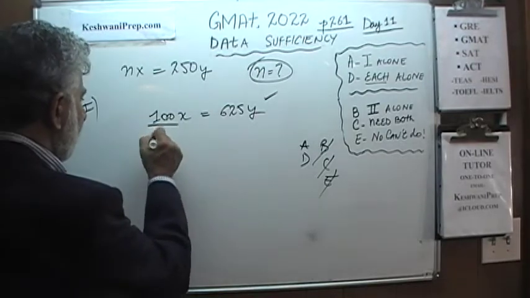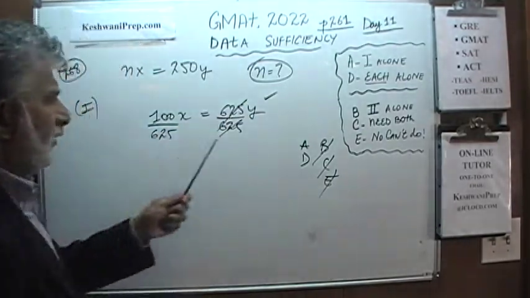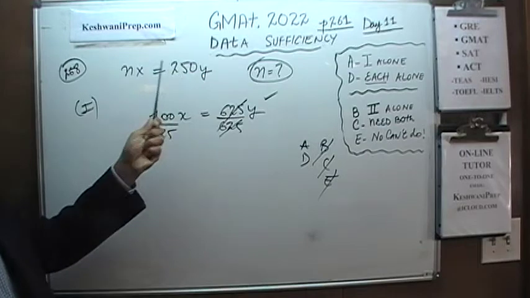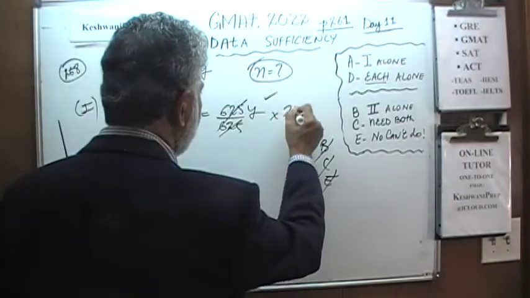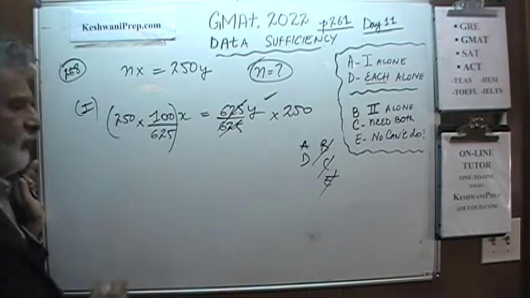So divide both sides by 625. That takes care of this part. We have y by itself. We don't want y, we want 250y. So multiply both sides by 250, and that's it. That's your answer.